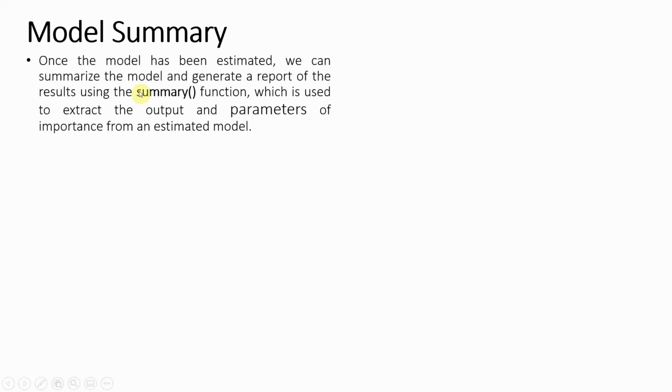Now the next step is to generate your model summary. Now that you have estimated the model, you want the output, just as we get the output automatically in SmartPLS. Once the model has been estimated, we can summarize the model and generate a report of results using the summary function. So where is my report? It is used to extract the output and parameters of importance for an estimated model.